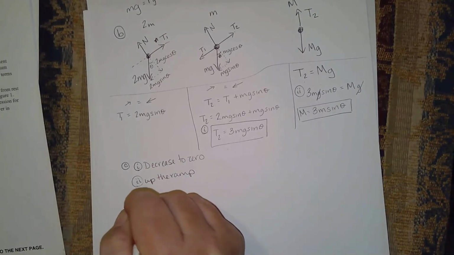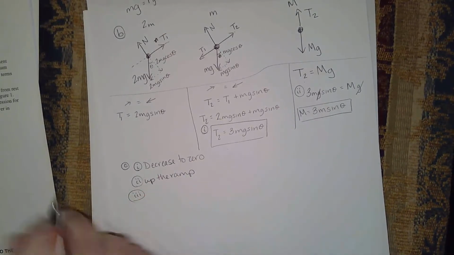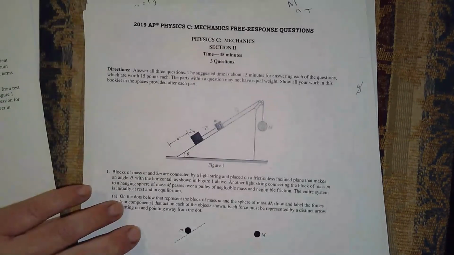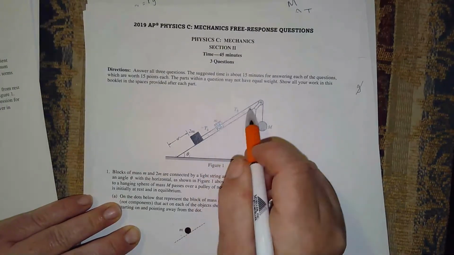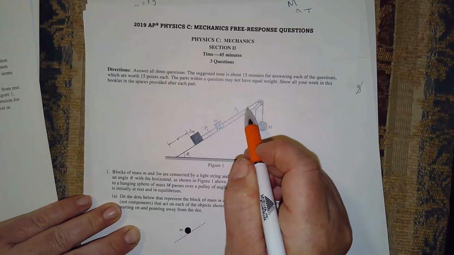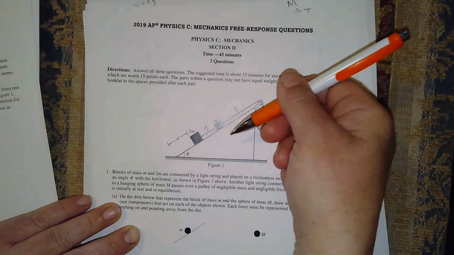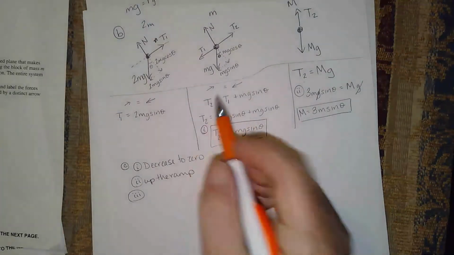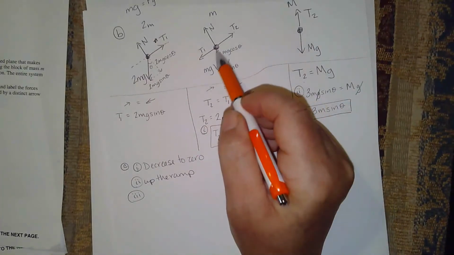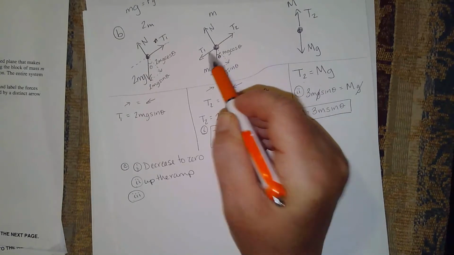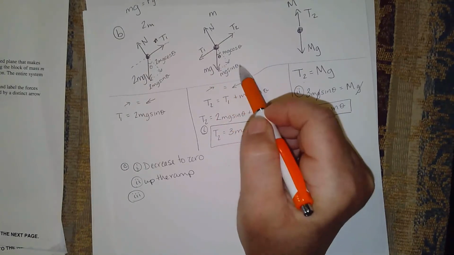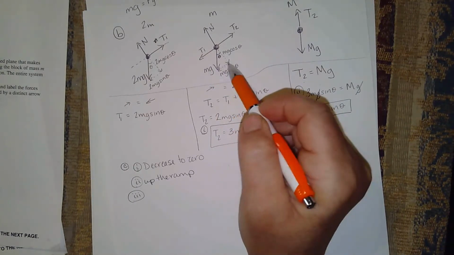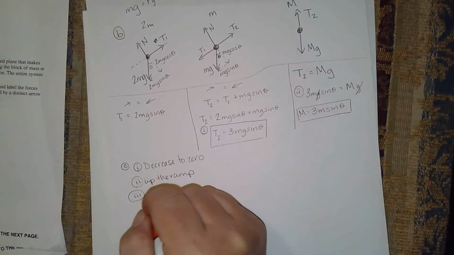And on part 3, it says, is the acceleration up the ramp, down the ramp, or 0? Again, we're talking about this middle block. It's going up the ramp, so its velocity is up, but it's slowing down, so its acceleration is the other direction. And we can look at our free body diagram and see that if I cut these tensions out, the only thing that's acting is this gravitational component here, which is down the ramp. So that's going to be down the ramp.